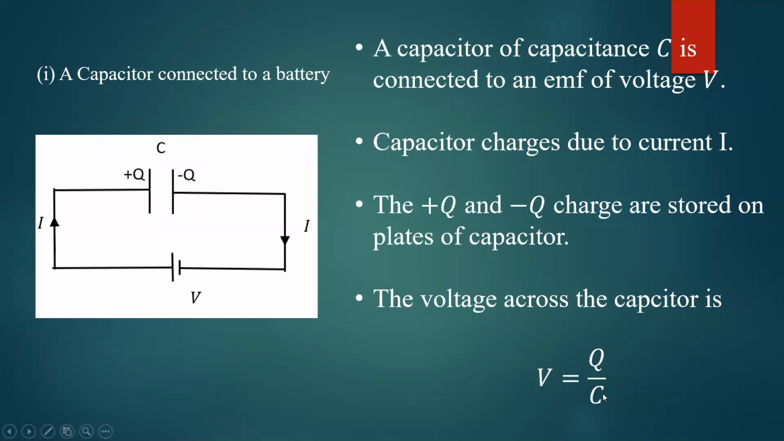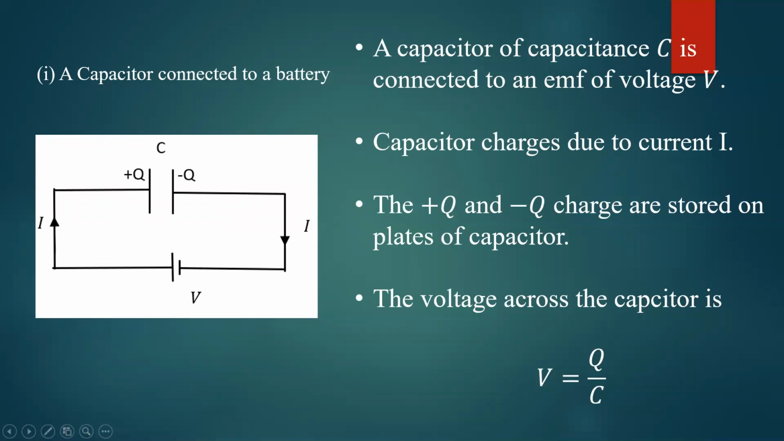You have to remember this equation to find the voltage across the capacitor. So voltage across the capacitor is given by the charge on one plate of the capacitor divided by the capacitance of the capacitor. So charge is expressed in coulomb, capacitance is expressed in farad. So coulomb per farad, that is actually voltage. Okay, so voltage across the capacitor is given by Q by C.